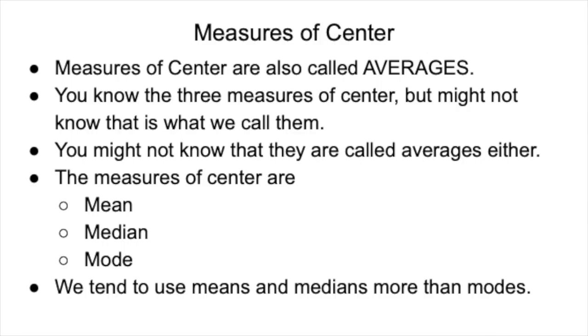Measures of center are also called averages. You know the 3 measures of center, but might not know that's what we call them. You might not know that they're called averages either. The 3 measures of center are mean, median, and mode. We tend to use means and medians more than modes.